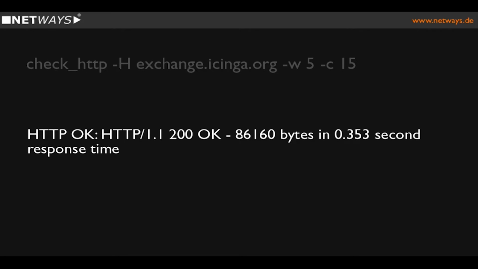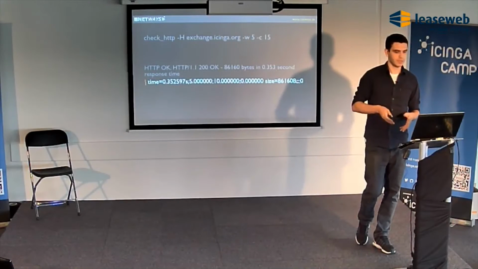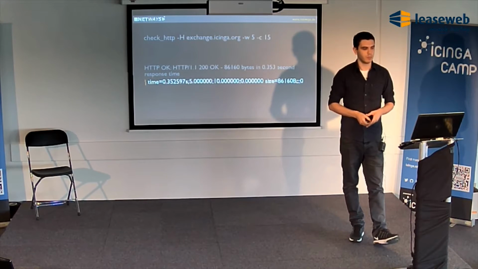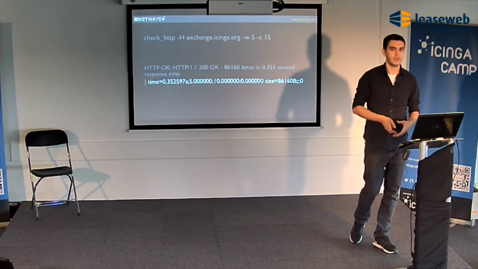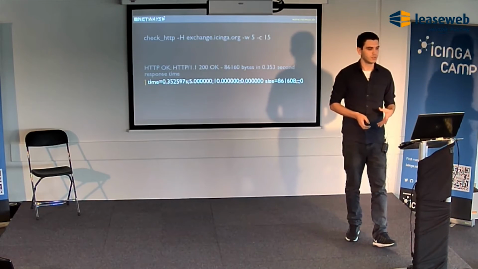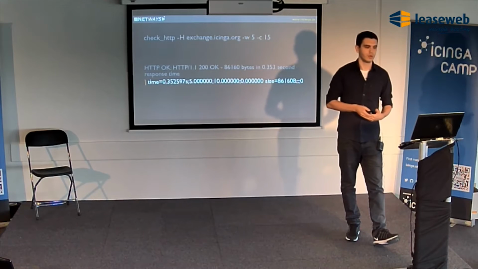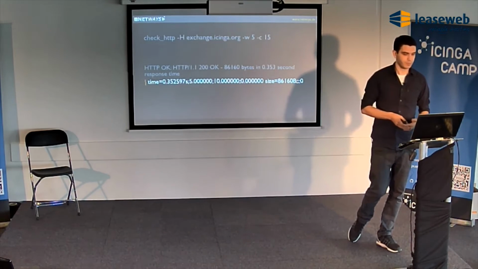But what Icinga will also do is send you, in most cases, some performance data. Performance data in the typical Icinga plugin output is separated by a pipe. It's the normal text output, just separated by a pipe. And it will tell us something more about the check. It will not tell us only that it is available, but also what time it needed to get this HTTP request, and how many bytes it sent.